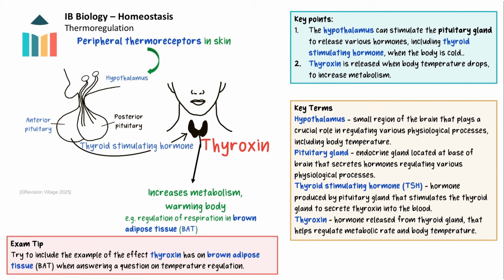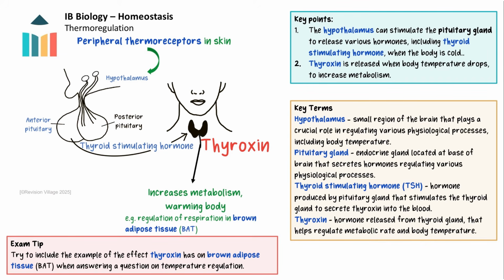In response to hypothalamic signals, the anterior pituitary releases thyroid-stimulating hormone, TSH. TSH travels in the blood to the thyroid gland. The thyroid gland then secretes the hormone thyroxine.